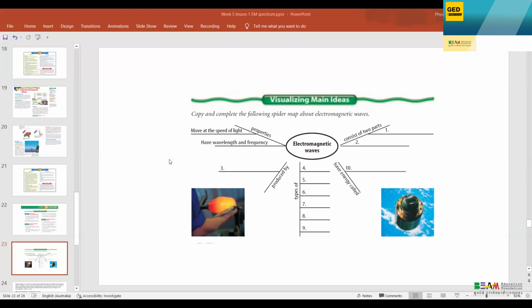UV. Yeah, UV. After UV, we got the two highest, dangerous ones. What is it? X-rays and gamma rays. They have energy called, what kind of energy for number 10? Radiant energy. Anything that comes from the sun, we already looked at it, is called radiant energy.